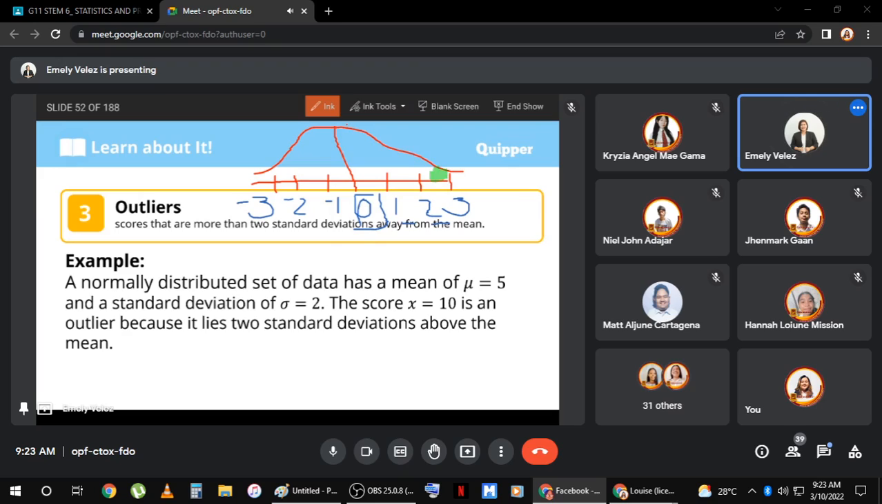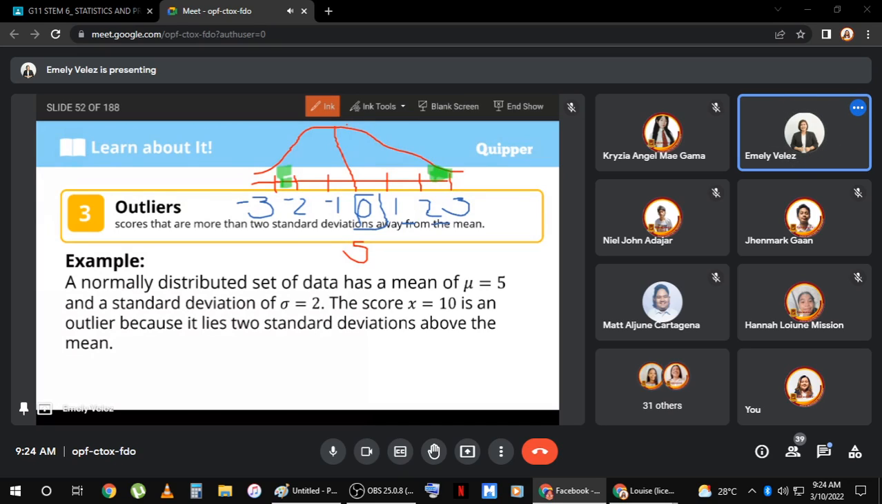Right after 2, that is the location of outliers. That would be the same thing on the other side, left or right, as long as it is right after 2. So, at this point, we have a corresponding normal distribution here. The mean is 5. I will replace it with plus 2 on the right and minus 2 on the left.